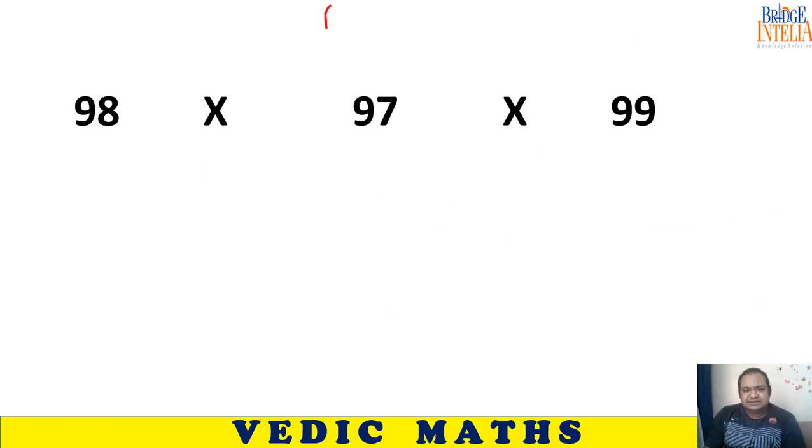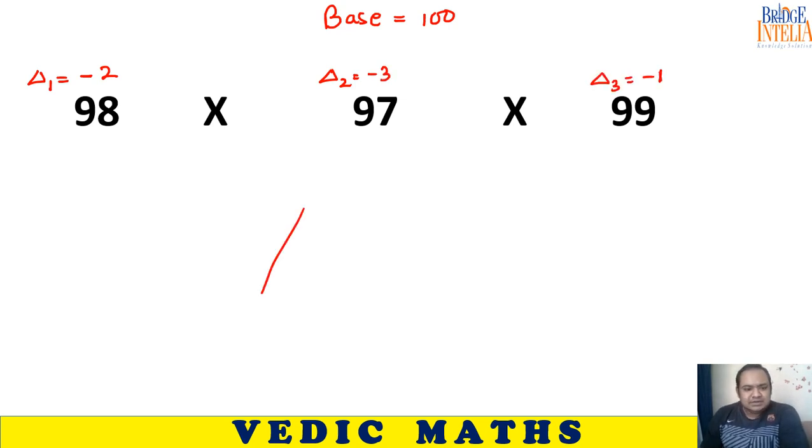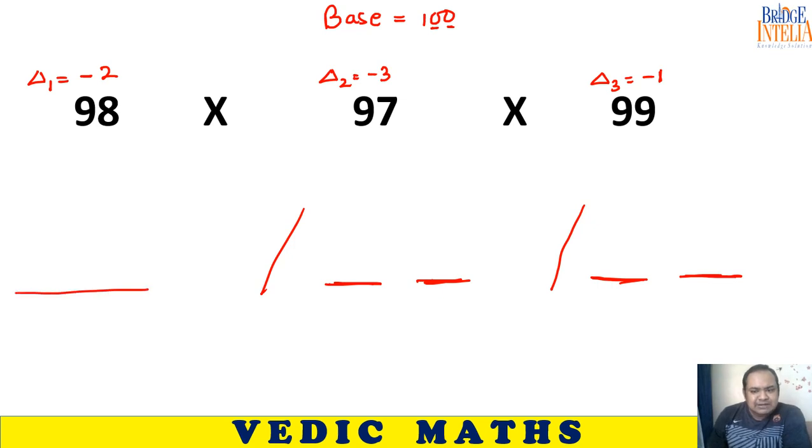This is very interesting. Base 100. All three numbers are near 100. Deviation minus 2. Here the deviation would be minus 3, and here the deviation would be minus 1. The answer will be given in three parts. Base is 100, and 100 has two zeros, so the middle portion has two blank spaces and the end portion also has two blank spaces. The front part you don't have to worry about at all. So let's start filling backwards.